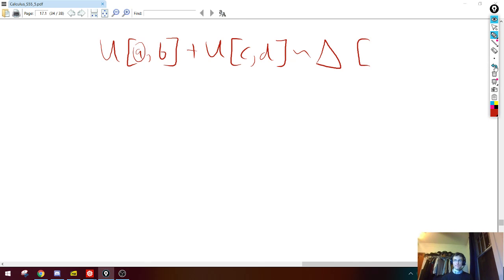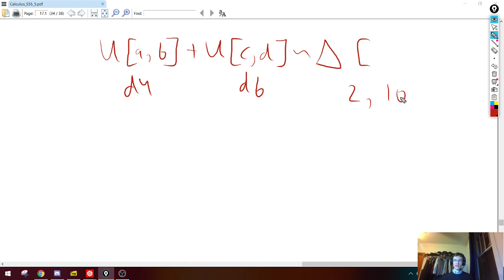I'm suggesting adding the rolls of two dice. Okay, this is the continuous version of two dice. Yeah. So if this is a d4 plus a d6, I'm going to get a triangle between 2 and 10.